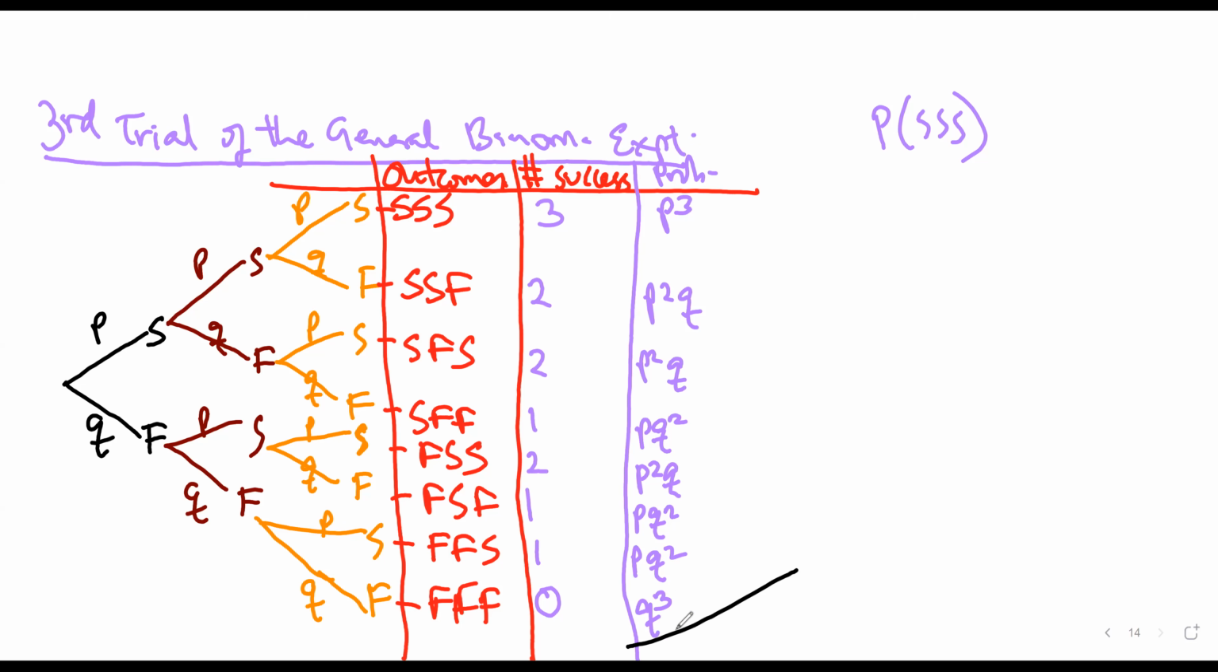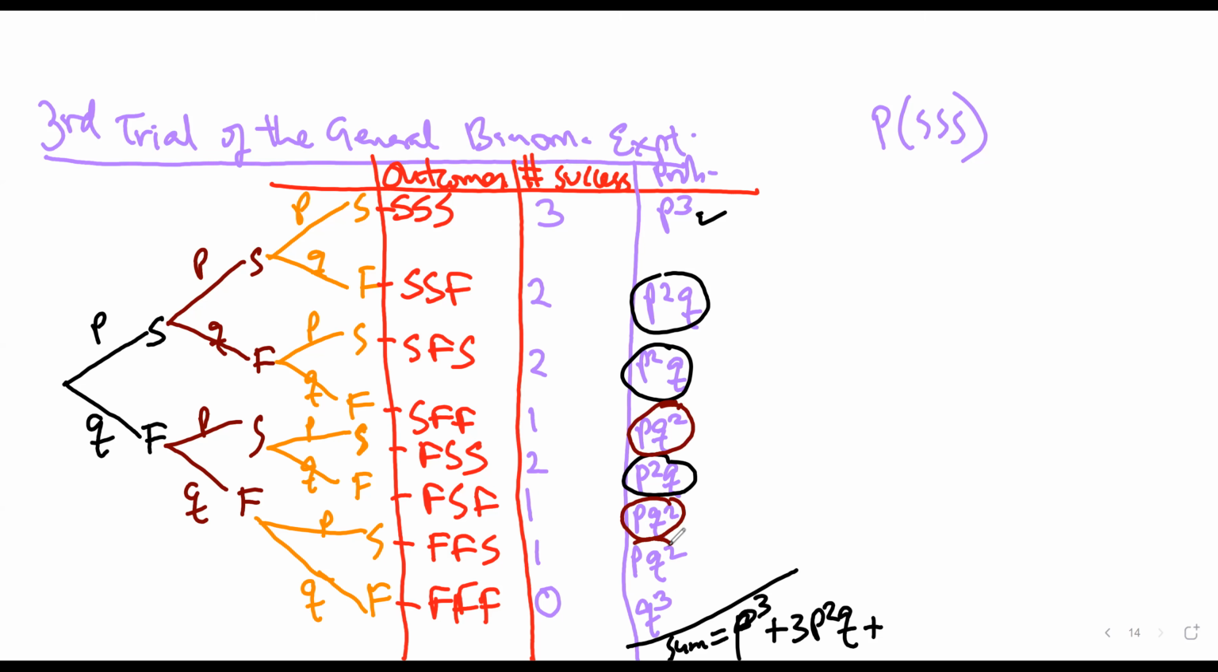So if you sum this, you will get P cubed plus P squared Q, which is appearing 3 times. So if I combine those three, I'll get 3 P squared Q plus, if I combine this and this and that, they are all similar, so I'll get again 3 P Q squared. And then finally, I'll have Q cubed. And I know theoretically, this must always give me 1.